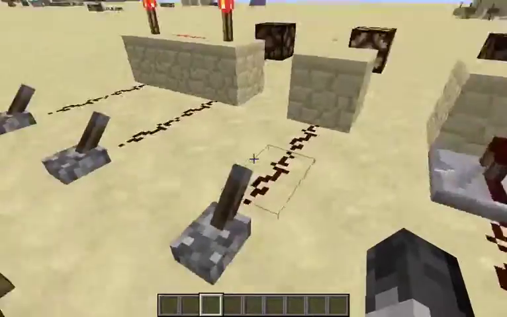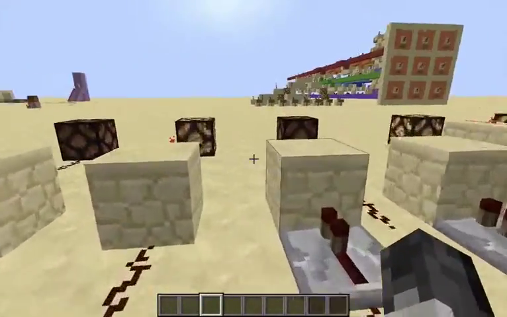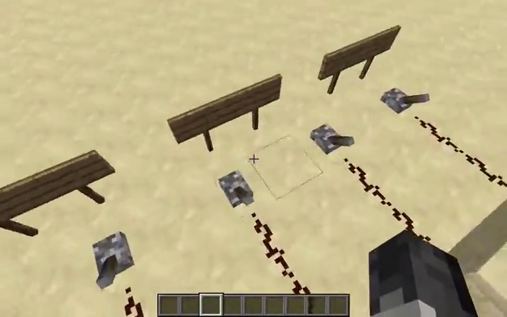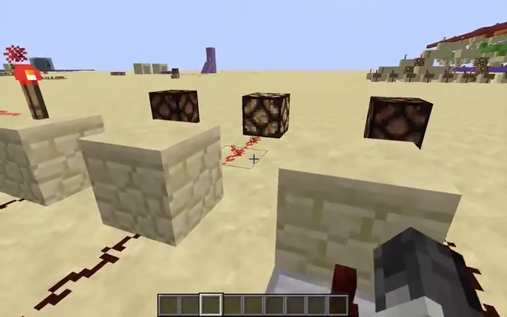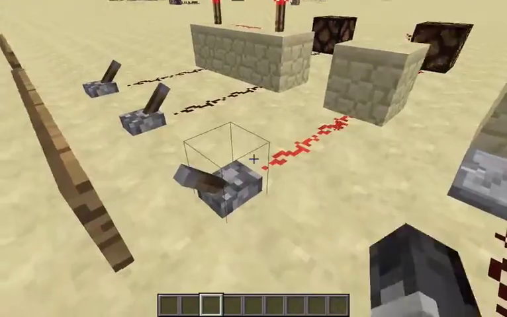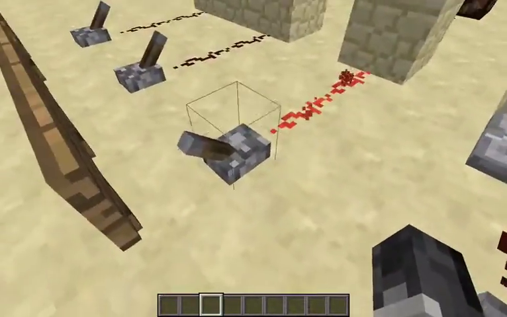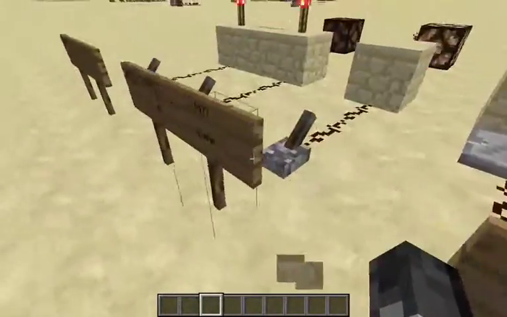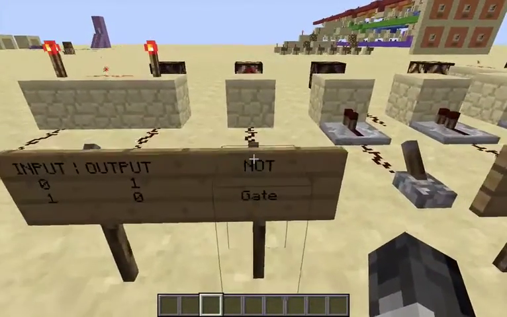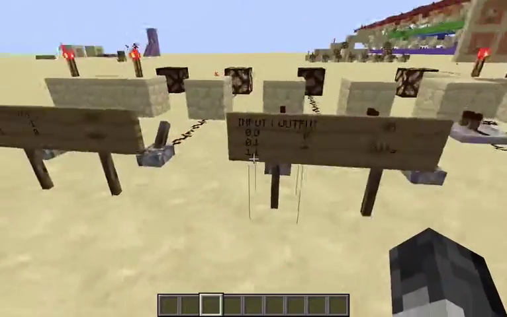The NOT gate is by far the simplest one because it's literally just a redstone torch, and it's also the smallest one. If the input is 0, output is 1. Input is 1, output is 0. Basically a redstone torch, and it delivers an opposite signal. And we'll be discussing a more complicated kind of NOT gate in just a bit.